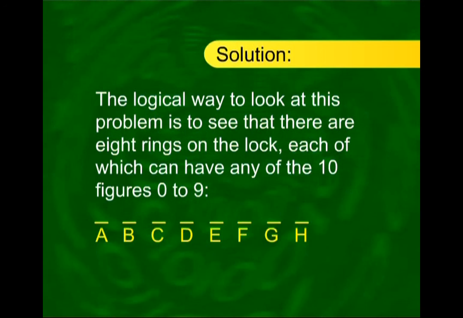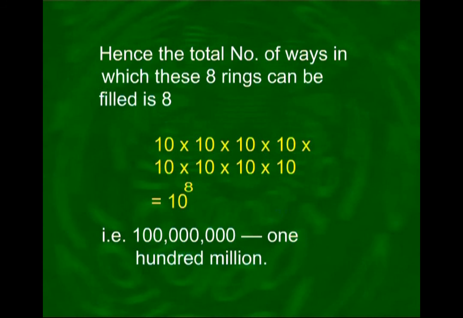So if we apply the rule of multiplication we find, as you now see on the screen, that the total number of ways of doing this is 10 × 10 × 10 and so on. So that the answer is 100 million. Can you imagine 100 million ways of adjusting that lock on your suitcase? 100 million, yani 10 crore.